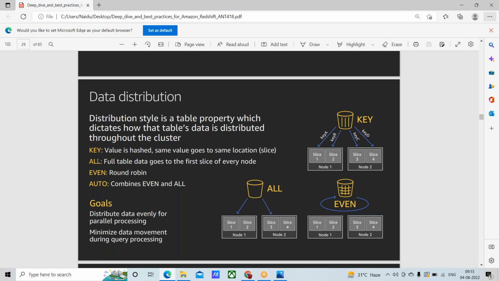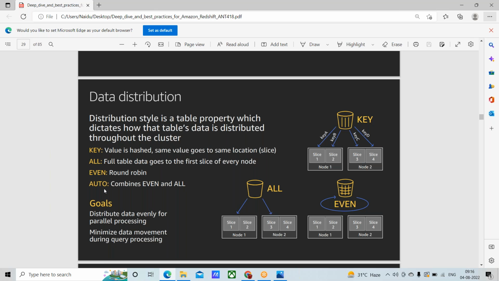Okay, fine. Then I'll just briefly say, key means you will define a column, and all means, what happens in all? All means an entire copy of the data will be put in the first slice of each node. Even means it will just round robin, meaning it equally distributes the data: 1 2 3 4, 1 2 3 4 like that. If you have 10 slices, 1 2 3 4 5 6 7 8 9 10, again 11 12 13 14 15 16 17 18 19 20, round robin.